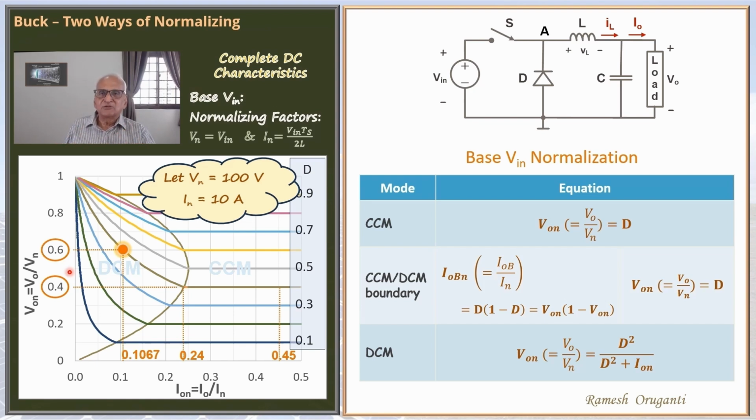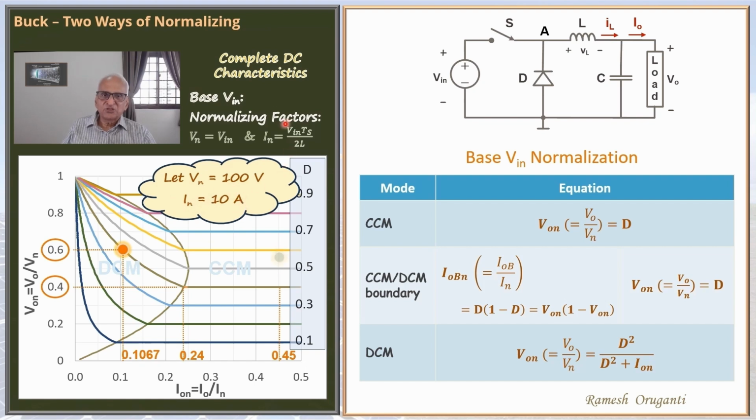That's how this curve can make the operation of the buck converter clearer to us. Notice that we have assumed Vin is constant. This normalization is useful when Vin is constant. Suppose Vin changes. When Vin changes, of course the base voltage will change. That is to be expected. But the base current also changes.